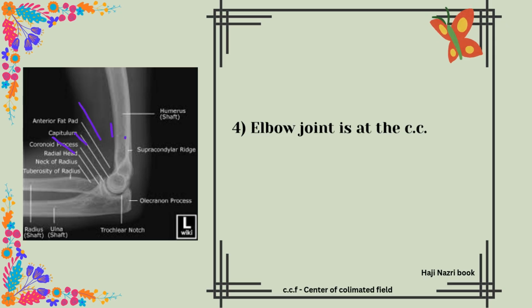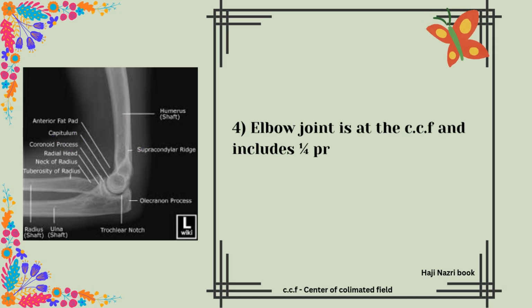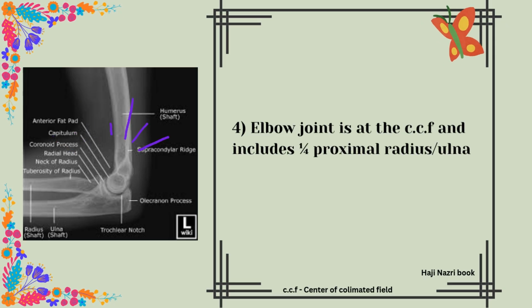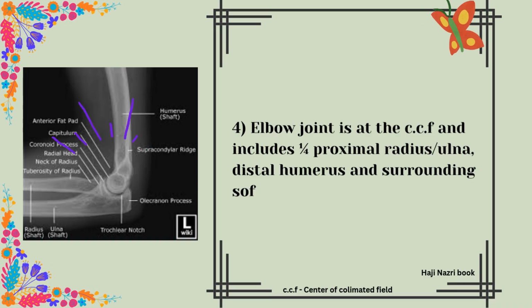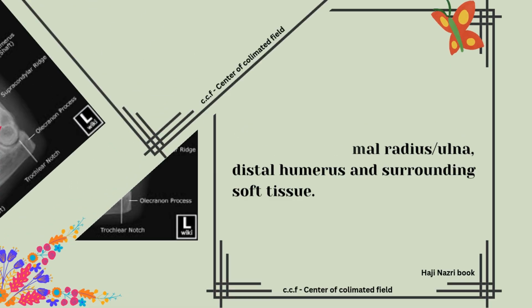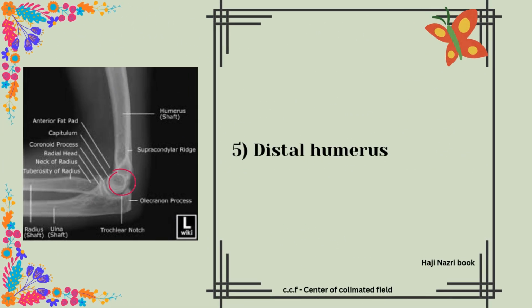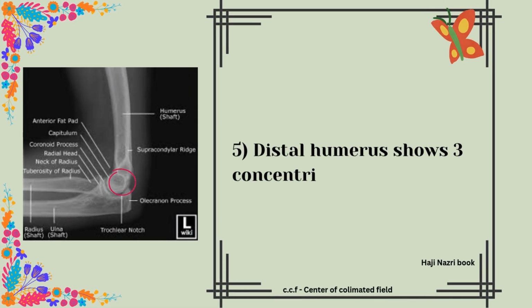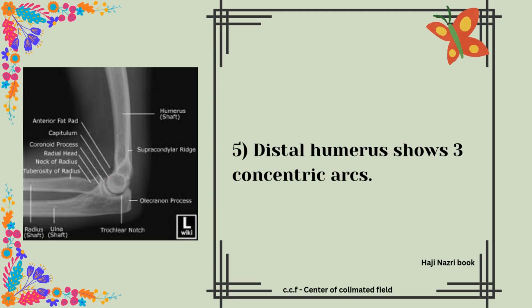Next, the elbow joint is at the center of the collimated field and includes one third of the proximal radius and ulna, distal humerus, and surrounding soft tissue. Lastly, as the elbow is flexed 90 degrees, the distal humerus must show three concentric arcs.